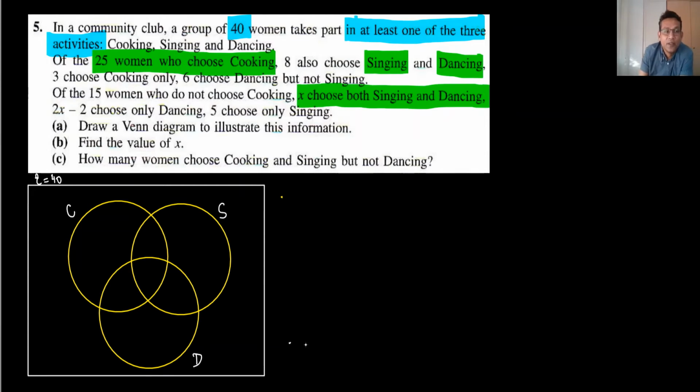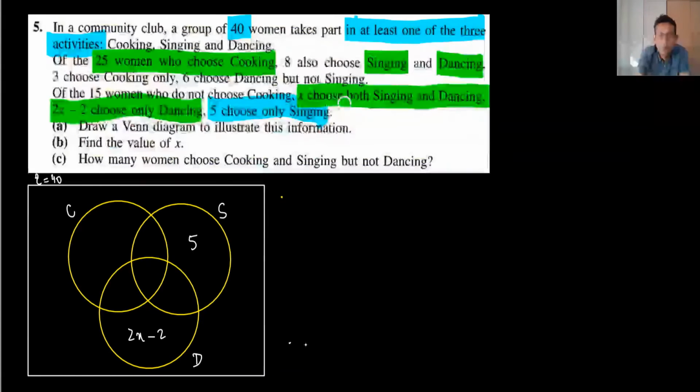Okay. And one more thing is given here: 2x minus 2 choose only dancing. Only dancing means 2x minus 2. We have done this part first. This is like the only part. 5 choose only singing, so I can write 5 here, only singing. I explained to you, this only part is very important. So here we can see only singing, so I have written it here. Okay, we have done this.